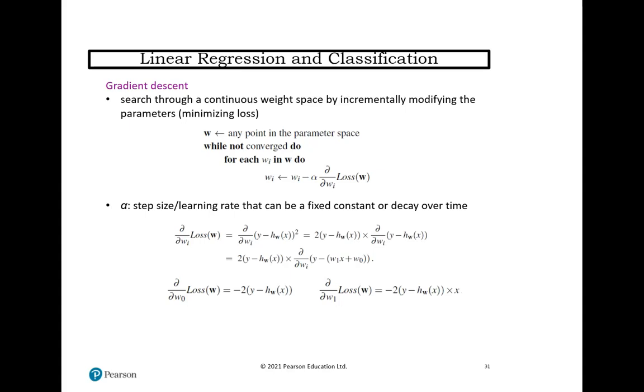So if you do that, you get these two gradients. Partial L partial W0 is equal to -2 times (Y minus h of X), and partial L partial W1 is -2 times (Y minus h of X) times X. So these two gradient formulas, I can use them at any point X and find in what direction I need to take my next step.